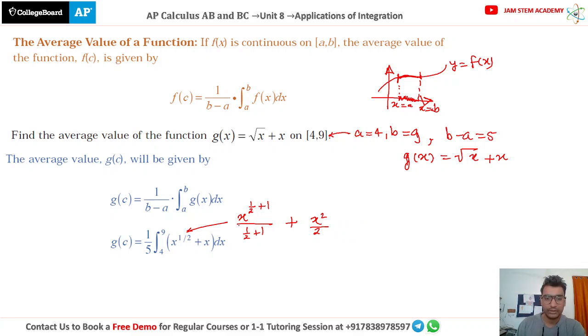Now use the upper limit minus lower limit part. Once you do this, put 9 everywhere in place of x, then put a negative sign, then put 4 everywhere in place of x. Get your answer. If GDC is allowed, it makes it much simpler. So after solving it, you will get 271 divided by 230 as your value. In this way, you can find the average value of a function.